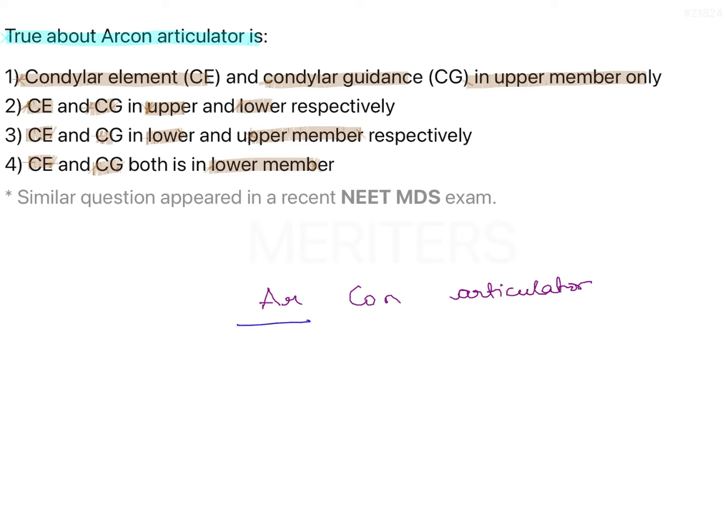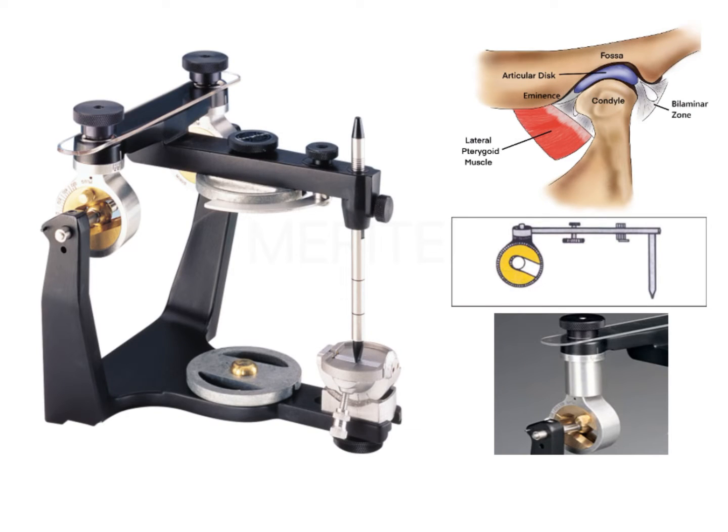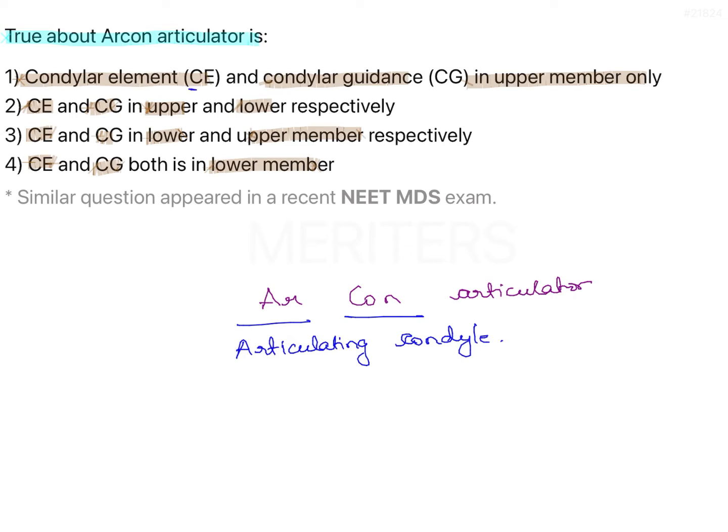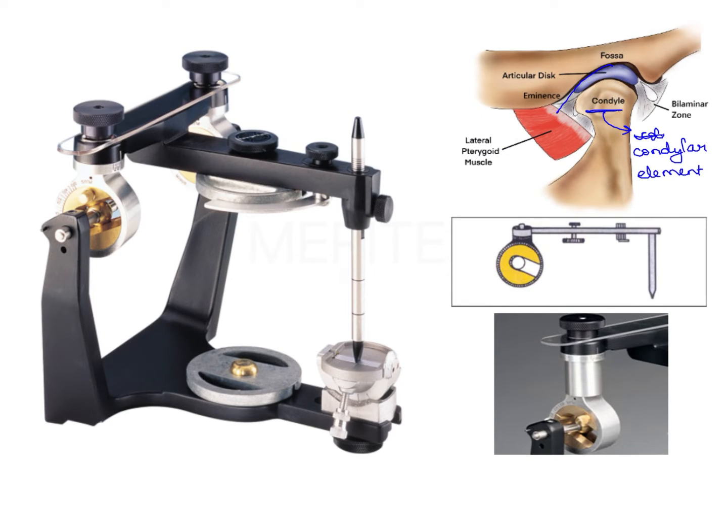Okay, so Arc is for articulating surfaces and con is for condyle. Now, if you remember the anatomy, the temporomandibular joint is composed of the condyle and the fossa, the articular fossa. So, condyle is the condylar element on the articulator. Condylar element is the condyle. This CE is the condyle itself. The guidance is the fossa, the articular fossa. Okay, the tract formed by the fossa.